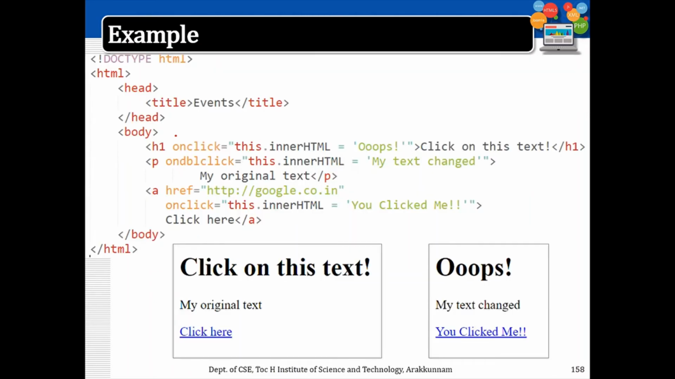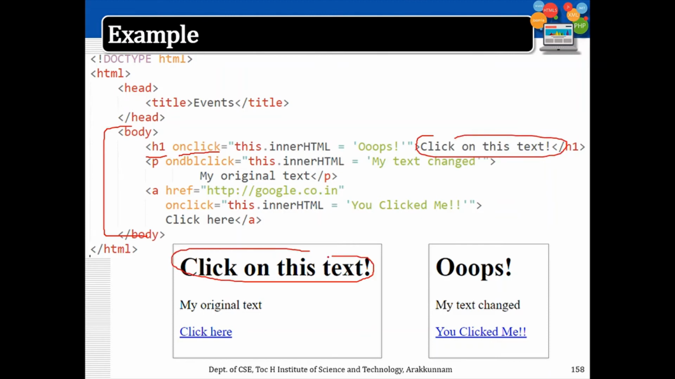So here is an example on accessing this using attributes. I have another HTML page. In the body part I have an H1 heading. On click of this heading, it is currently containing the value click on this text. You can see this in the first window. So click on this text. This is the H1 tag. And what I am doing in the onclick event of this H1: if I click on this H1, this.innerHTML equals oops. So this means, in this context, the innerHTML within this element; this refers to this element.